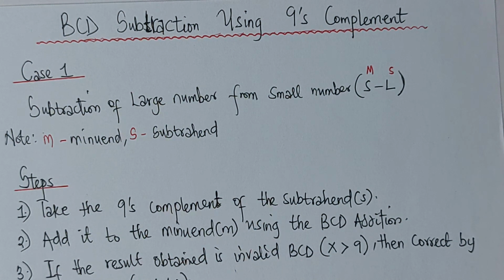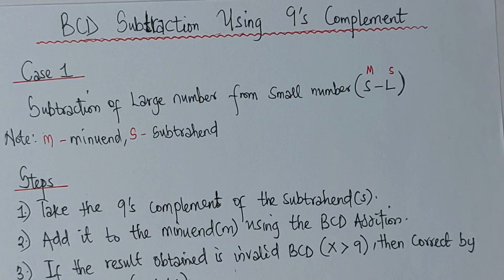In this video, I'd like to talk about binary coded decimal, also known as BCD, subtraction using 9's complement. Before I proceed, I would like to make my video brief, so I've considered case 1 and case 2. In this video, I just want to focus on case 1. If you're interested in case 2, please watch my subsequent video on that.